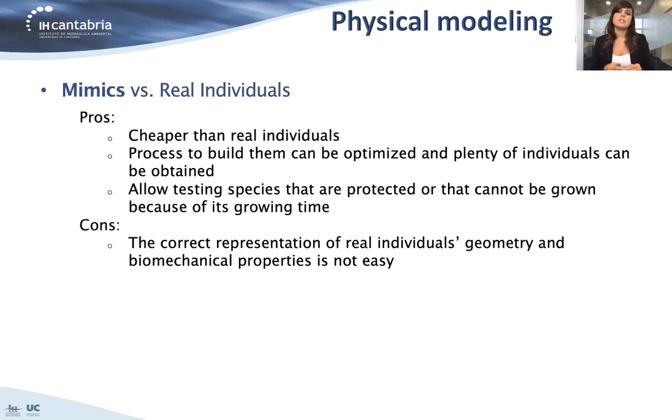Regarding the decision of using real individuals or mimics, here there are some pros and cons of both choices. Starting with the mimics, they are usually cheaper than real individuals. The process to build them can be optimized and plenty of them can be obtained. And they allow testing species that are protected or that cannot be grown because of its growing time. However, the main disadvantage is that they should properly represent the real individual's geometry and biomechanical properties, and that is not an easy task in many cases.